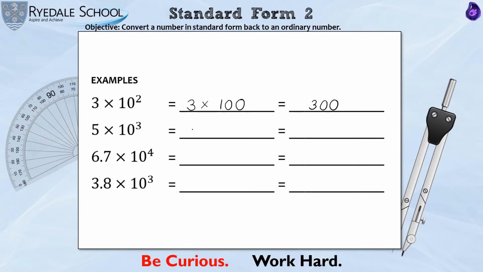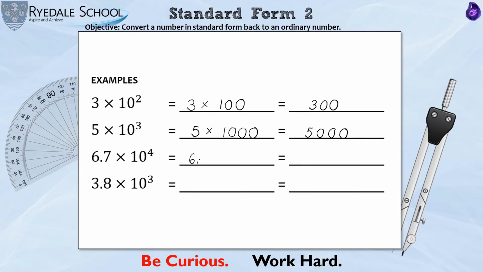Let's look at this next one. Well, we've got 5 times 10 cubed, or 5 times 10 to the power of 3. Well, 10 to the power of 3 is 10 times 10 times 10. And that one is 1,000. And 5 times 1,000 is 5,000. So, 5 times 10 to the power of 3, written in standard form, as an ordinary number is 5,000. Let's try one with a decimal.